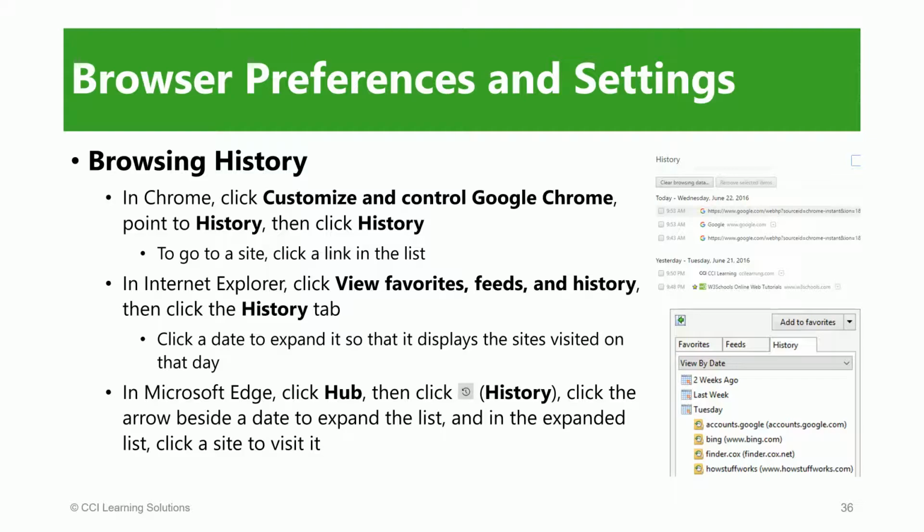Browsing your history. In Chrome, you can click Customize and Control Google Chrome, point to History, then click History. To go to a site, click a link in the list. In Internet Explorer, click View Favorites, Feeds, and History, then click the History tab. Click a date to expand it so that it displays the sites visited on that day. In Microsoft Edge, click Hub, then click the History button, and then click the arrow beside a date to expand the list, and in the expanded list, click a site to visit.